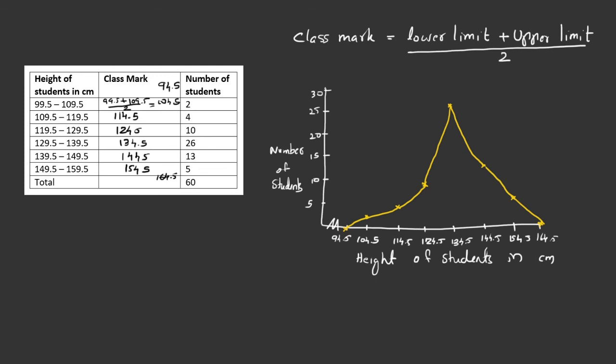Frequency polygons are very useful for representing continuous data of very large size. Also, it is very useful for comparing two different sets of data of the same nature. For example, comparing the performance of two different sections of the same class. We will do problems of this section in another video.